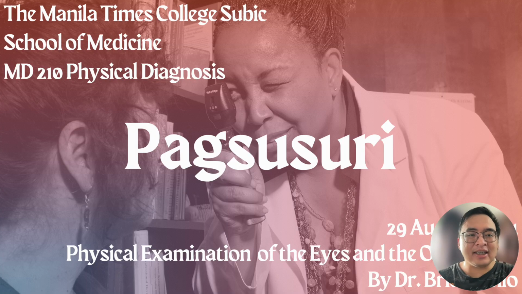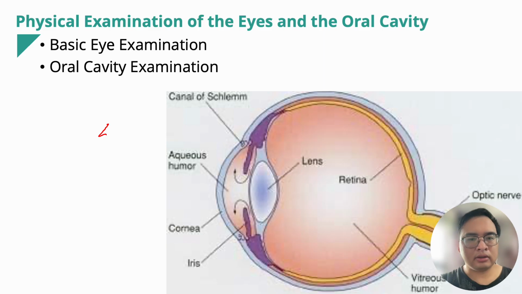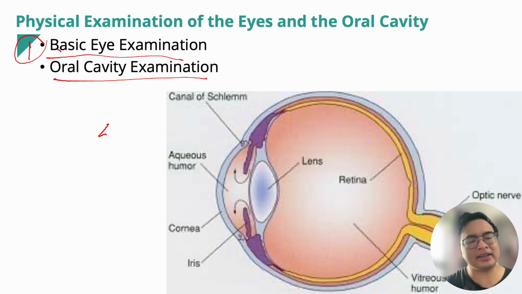Good afternoon, everyone. Our next topic is the physical examination of the eyes and the oral cavity. We're going to start first with the physical examination of the eyes. These are our two topics for today, the basic eye exam as well as the oral cavity examination. Let's start first with the basic eye exam. Let's review quickly the anatomy of the eye.